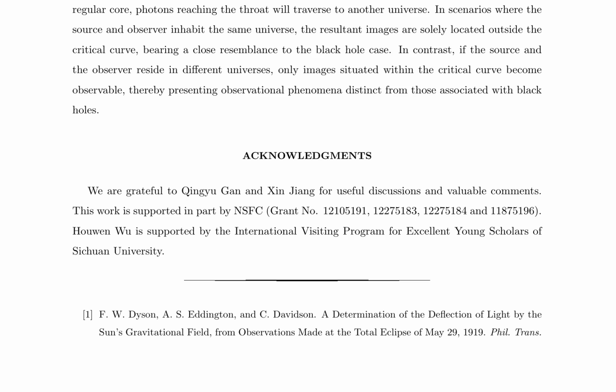For instance, if the singularity is regularized by a wormhole throat, photons reaching the throat will traverse to another universe, resulting in distinct observational phenomena. In cases where the source and observer inhabit the same universe, the resultant images are solely located outside the critical curve, bearing a close resemblance to the black hole case. In contrast, if the source and the observer reside in different universes, only images situated within the critical curve become observable, presenting observational phenomena distinct from those associated with black holes.